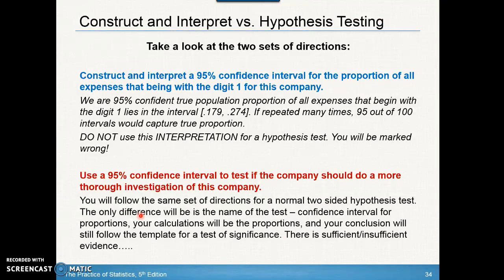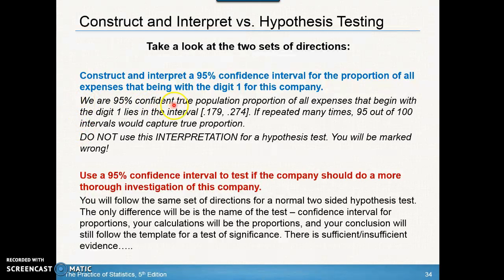All right, so like I said, I just want you to take a look at these two sets of directions because students do get them mixed up. Construct and interpret a 95% confidence interval for the proportion of all expenses that begin with a digit 1. What that means is you're going to do your state, plan, do, conclude. State: write the name of what you're doing, a confidence interval. You're going to do your 3 conditions, plug your numbers into the confidence interval, and then look at the instructions.